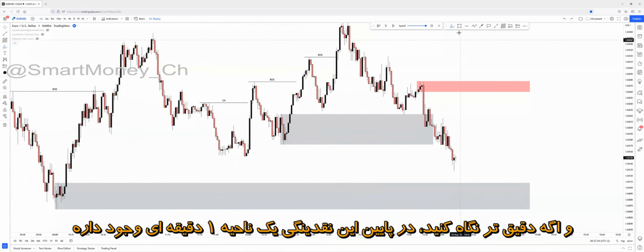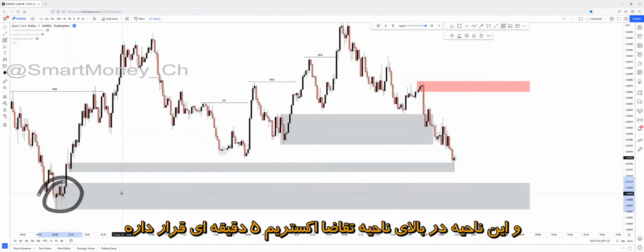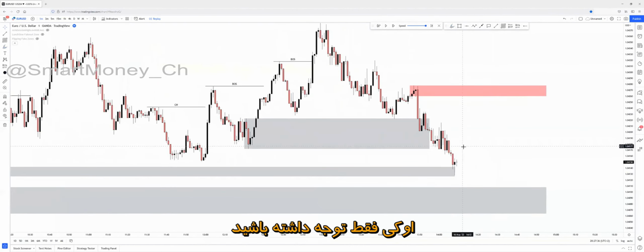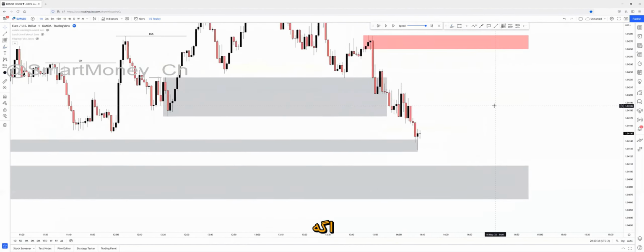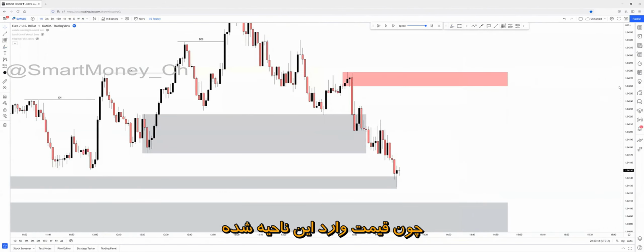And below this liquidity, if you take a closer look, there's a 1-minute zone lining up for us. Here's a 1-minute zone that price has just recently touched, and this zone is above the extreme 5-minute zone. Just keep this in mind. Let's build the new narrative here, because price has touched this zone.